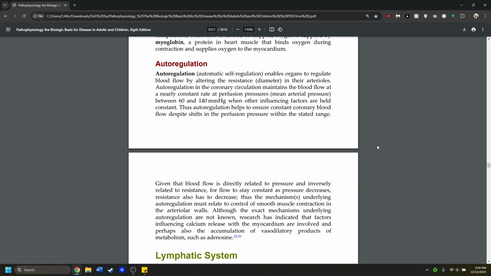Autoregulation. So autoregulation, or automatic self-regulation, enables organs to regulate blood flow by altering the resistance diameter in their arterioles.